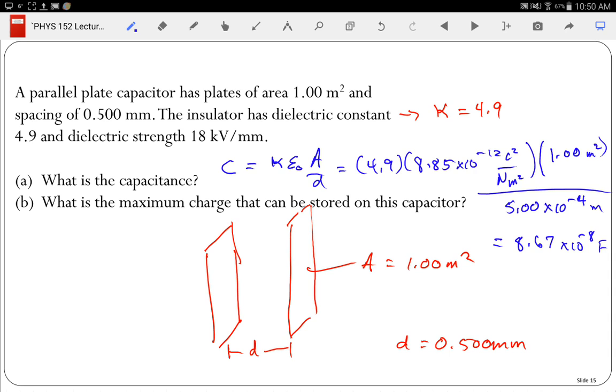Seems like a really small number, right? But capacitances generally are. So that would be 86.7 nanofarads. So we have the capacitance. Now we have the question, what's the maximum charge that can be stored in this capacitor? How do we do that?